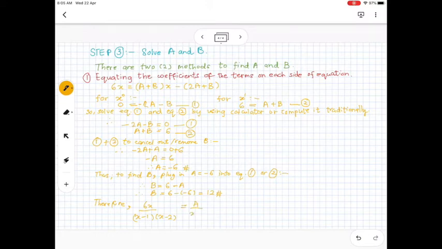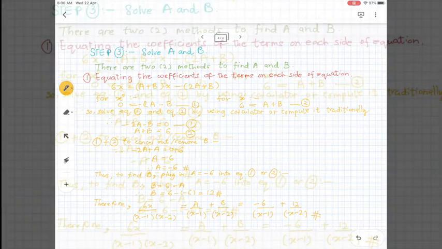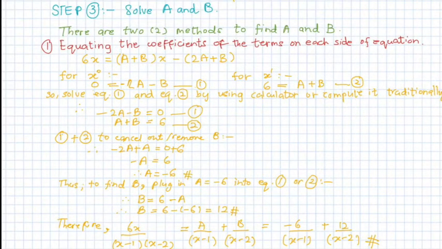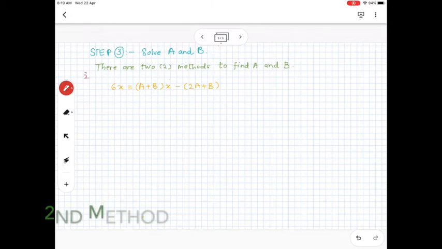This is the outcome that we obtained from the first step, from the partial fraction decomposition. What you need to do is just copy the previous answers that we obtained, which is minus 6 into a and 12 into b. So this will be the final answer for the partial fraction decomposition by using the first method. We have learned previously how to solve a and b using the first method. Now we move to the second method.